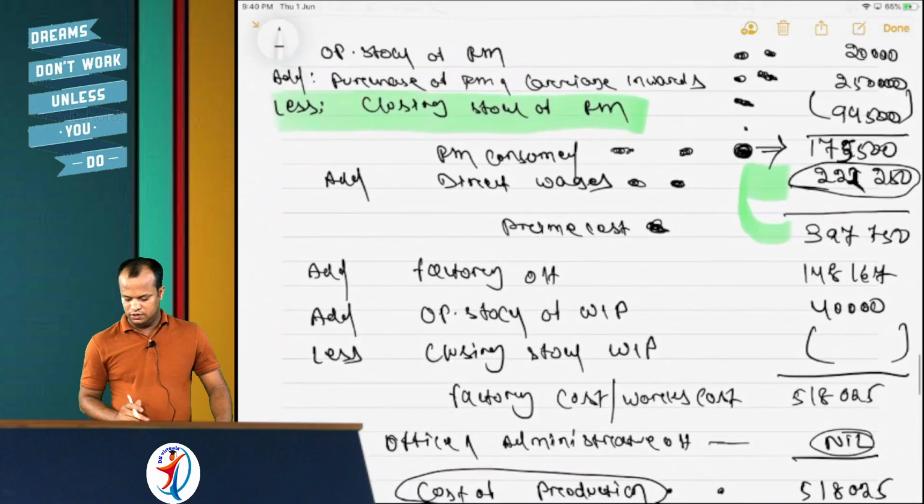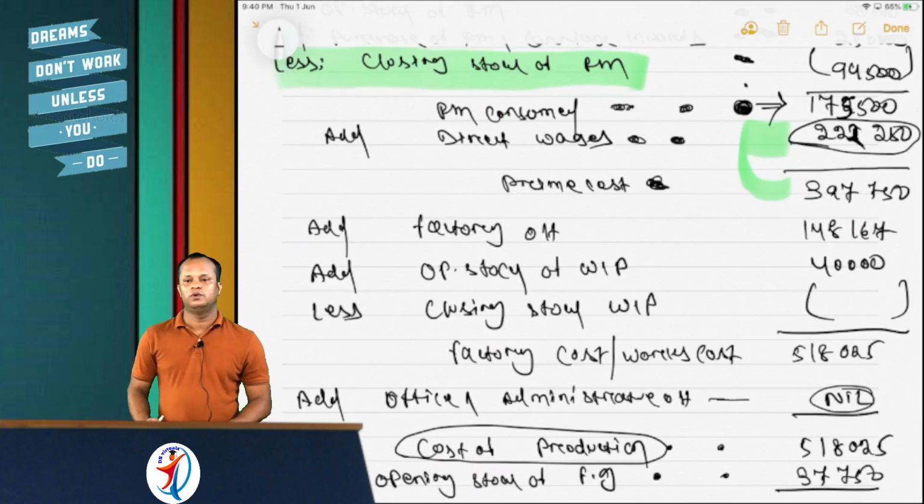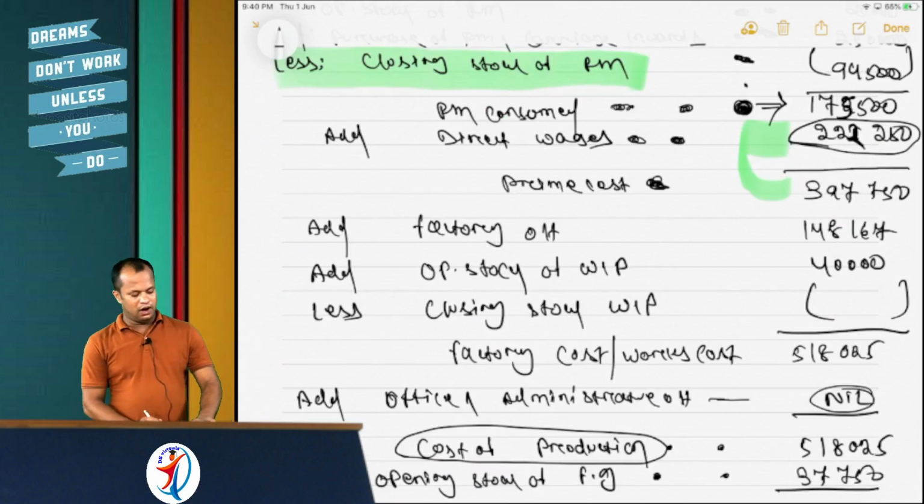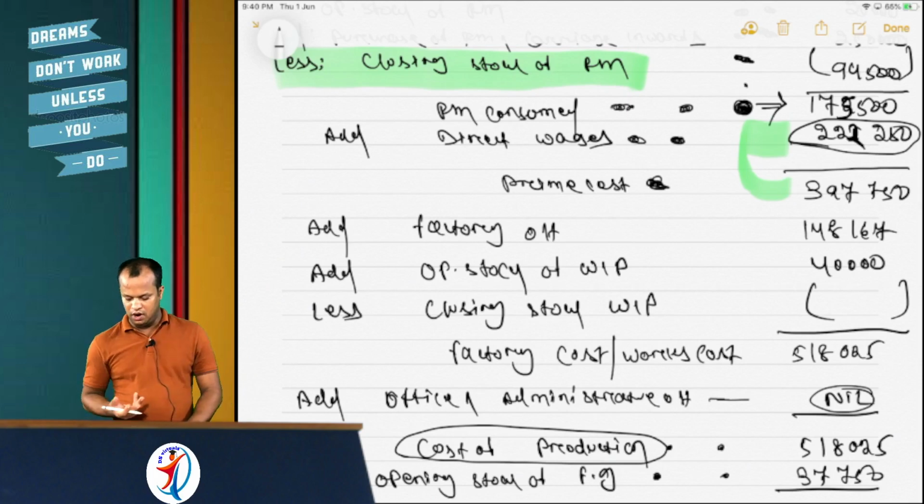Now closing stock can be found out. Yes or no? Tell me now whether we can find out closing stock. Yes sir. How? From prime cost. So prime cost plus factory overhead plus opening stock of WIP minus closing stock is equal to factory cost.